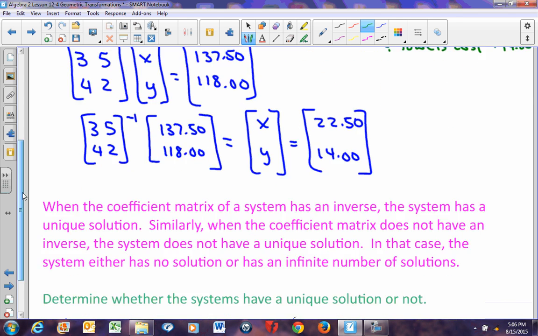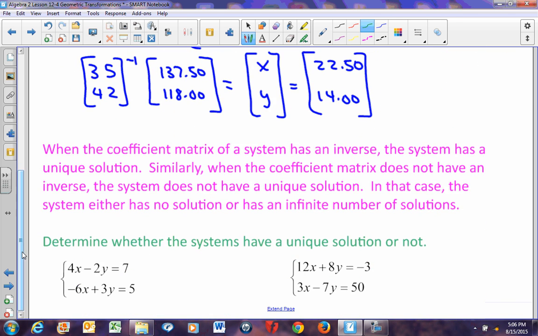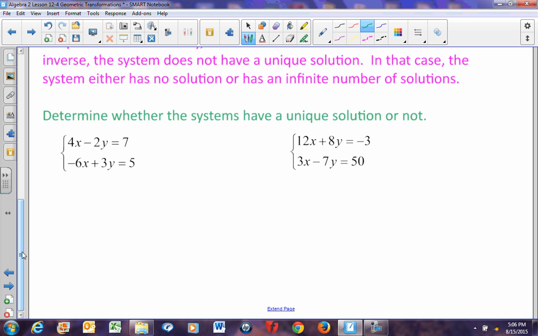Now, when the coefficient matrix of a system has an inverse, the system has a unique solution. Similarly, when the coefficient matrix does not have an inverse, the system does not have a unique solution. In that case, the system either has no solution or an infinite number of solutions. You should be able to look at a system and determine really quickly whether or not it has a unique solution or not. Okay? Let's take a look at this first system.